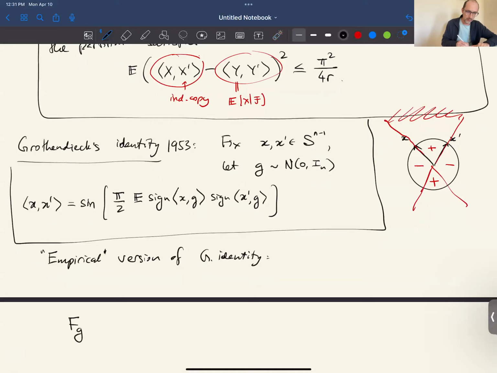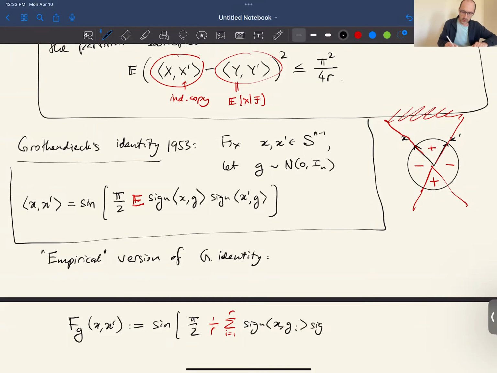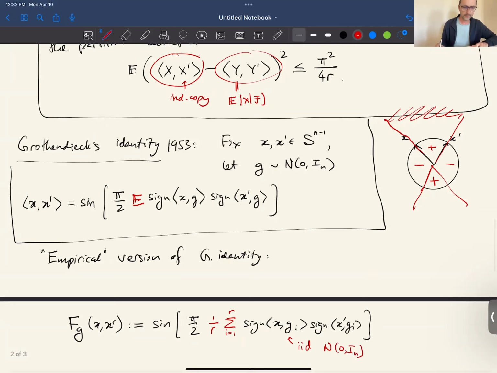So here's what I exactly mean. Let's call this f_g(x, x'). So I'm doing the same thing, pi over 2, but instead of taking the expected value with respect to g, I'm taking the average over a sample: sine of <x, g_i>, sine of <x', g_i>, where the g_i's are independent and identically distributed normals like this.